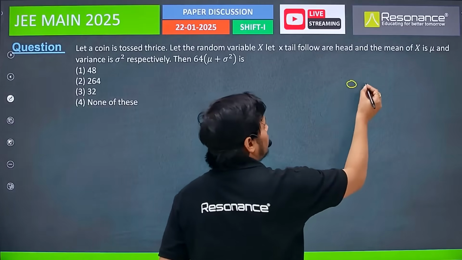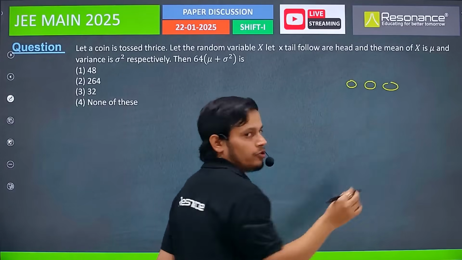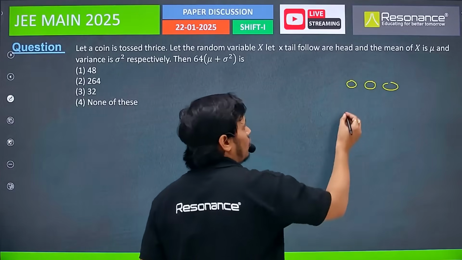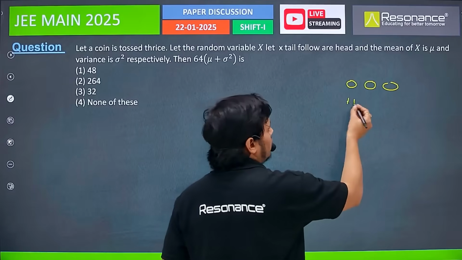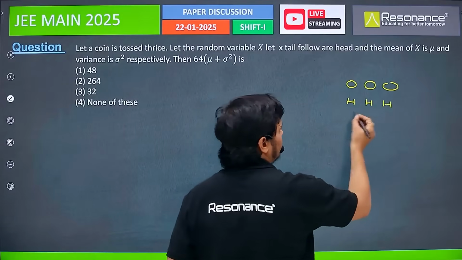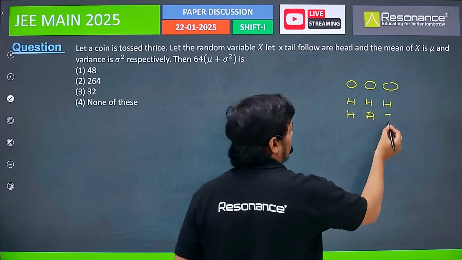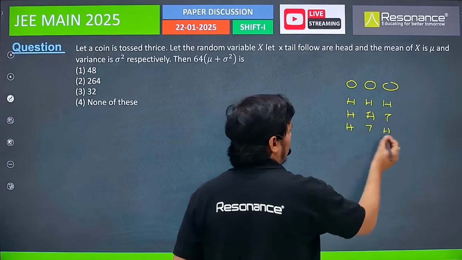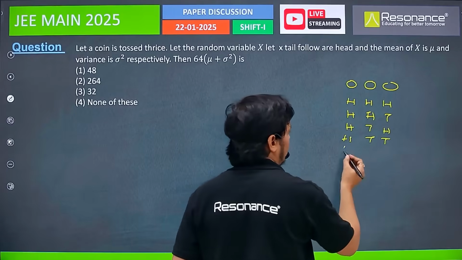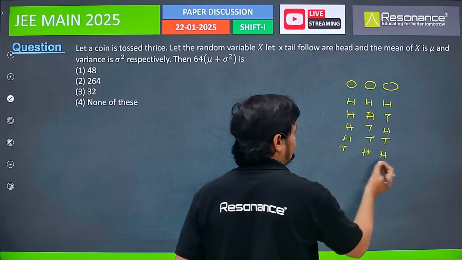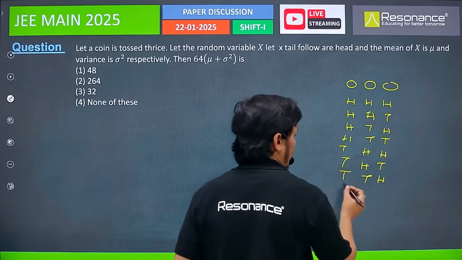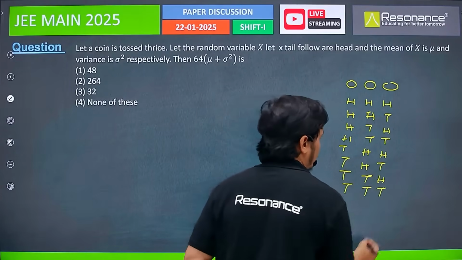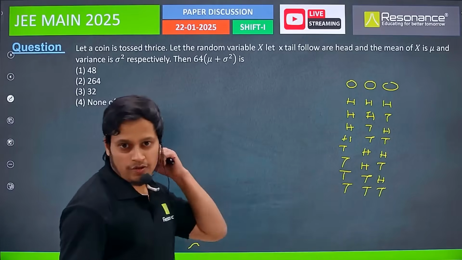Okay, so if you toss a coin thrice, in total how many outcomes do we have? That is equal to 8. So all those 8 I am writing here: HHH, HHT, HTH, HTT, THH, THT, TTH, TTT. Okay, these are all the possible outcomes.